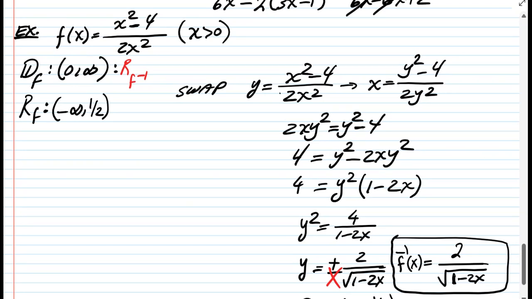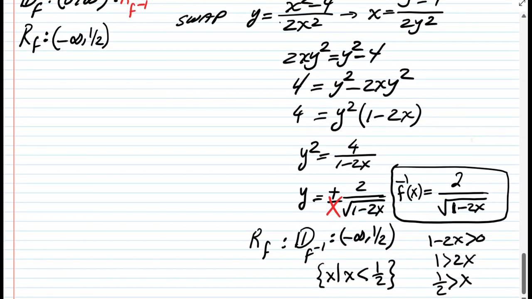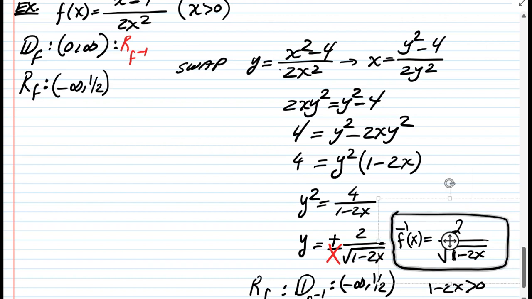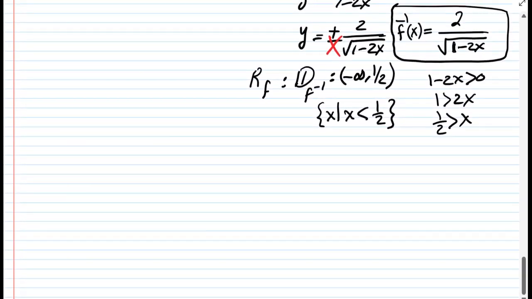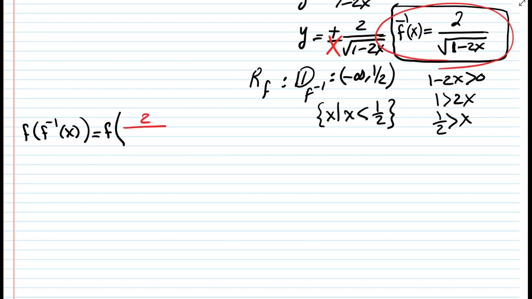Okay, so we did all that we needed to do here. Range of f, domain of the inverse, we have that. Now let's show the composition gives x. First I'm going to do f of f inverse of x. That would be the function f evaluated at the f inverse, which is here: 2 over the square root of 1 minus 2x.